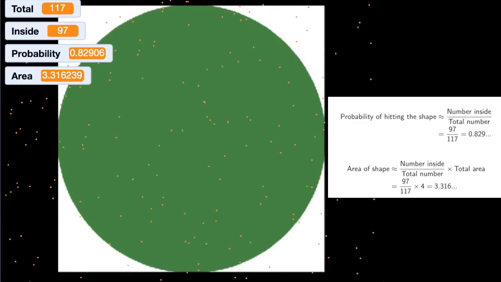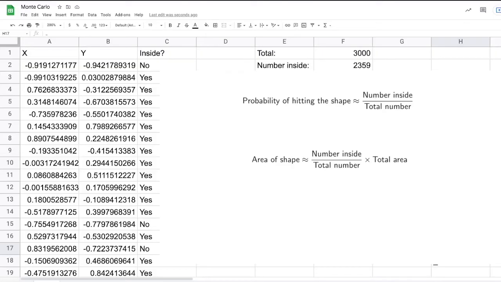Now, we want to do it more times, but we actually don't need to visualize anything. So I'm going to use a spreadsheet right now to simulate it more times. A lot of numbers here, but don't worry. The first 2 columns are just randomly generated x and y coordinates that are inside the square. Then for each of these coordinates, we ask, is it inside the green circle? And if it is, we put yes, and if it's not, we put no into column C.